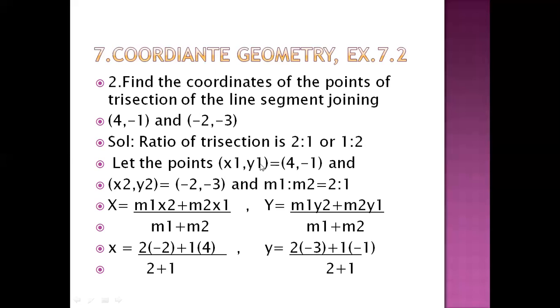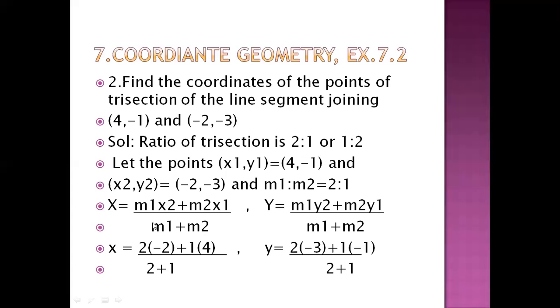So let the points x1, y1 be (4, -1), and x2, y2 be (-2, -3), and m1 is to m2 is equal to 2 is to 1. Then the section formula for finding the coordinates x and y is: m1 x2 plus m2 x1 by m1 plus m2, and m1 y2 plus m2 y1 by m1 plus m2. Children, for trisection, both ratios you have to do, because 2 plus 1 is 3 parts, and 1:2 is also a total of 3 parts. So both the ratios you have to do.